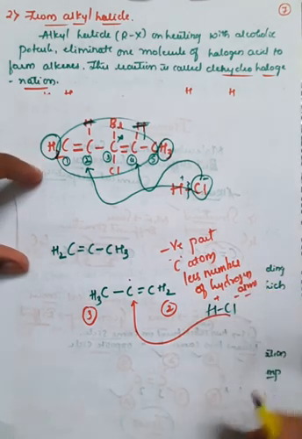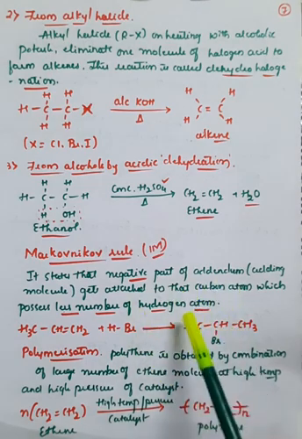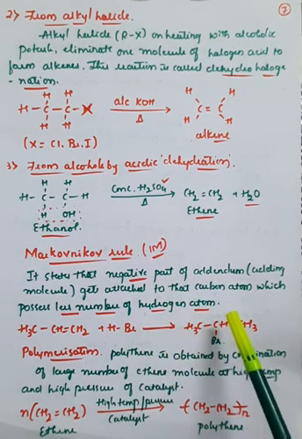Right? The same thing I have explained, the same thing I have written here. So according to Markovnikov's rule, the negative part of the addendum, or the added molecule, will get attached to that carbon atom which possesses the fewer hydrogen atoms, right?